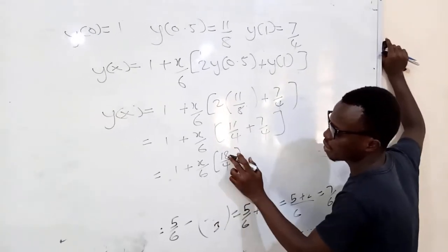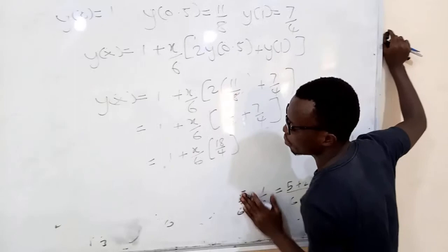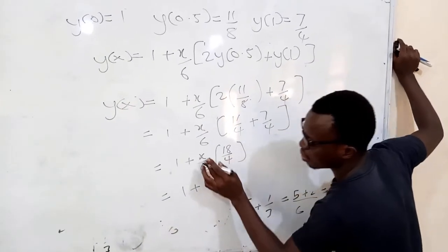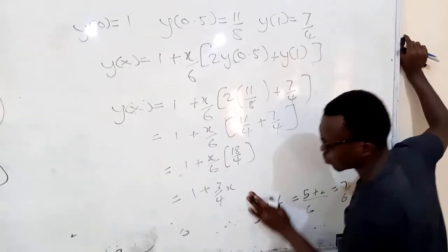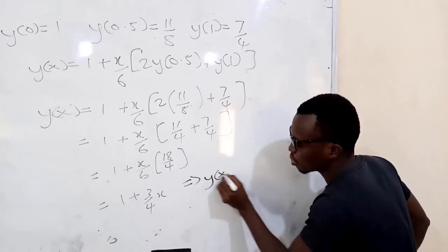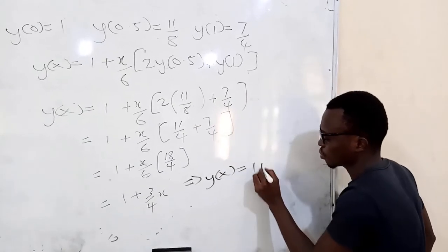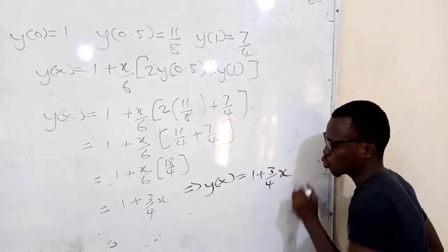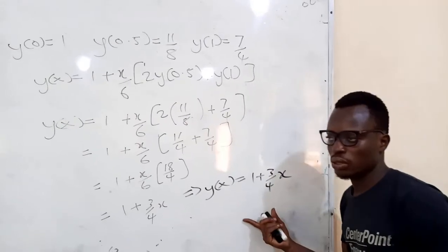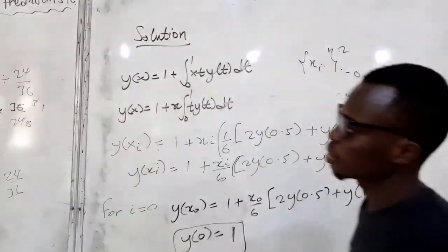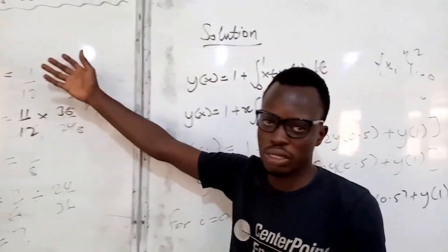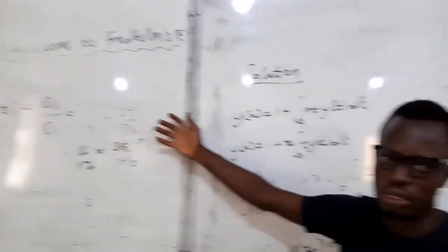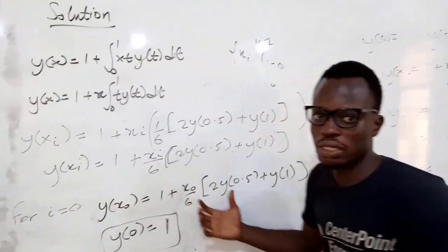And this 6 will cancel 18 3 times. So here the whole of this becomes 1 plus 3 out of 4 s. Y of s is the same as 1 plus 3 over 4 s. So this is the approximated solution to the Fredholm's integral equation given in the question. So anytime you are given a Fredholm's integral equation to solve using numerical solutions, that's the quadrature format. So this is the same format you need to pass through to get the approximate solution.